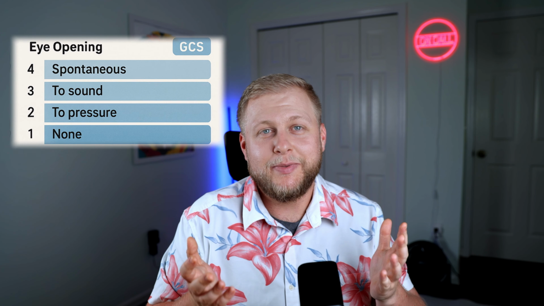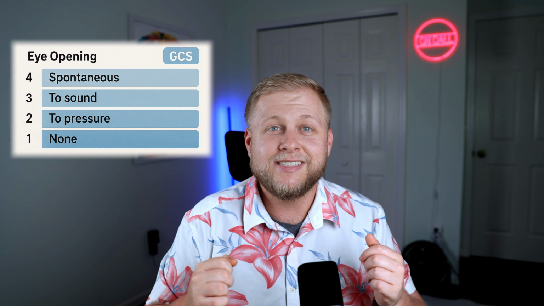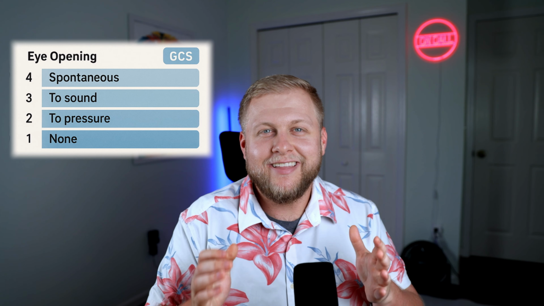The next one is going to be to voice. So that's a 3 out of 4 on the eye scale. If I talk to you and you look up at me, that means that you're alert to voice. The next one is going to be a 2 out of 4 on the eye scale, and that's going to be alert to pain. If I have to sternal rub you or kind of shake you awake, that's an alert to pain score, and that's going to be a 2 out of 4. And if you don't respond to anything at all with your eyes, that's going to be a number 1. You're going to get a 1 out of 4. Now, why not a 0? Well, that's just how the scale's set.